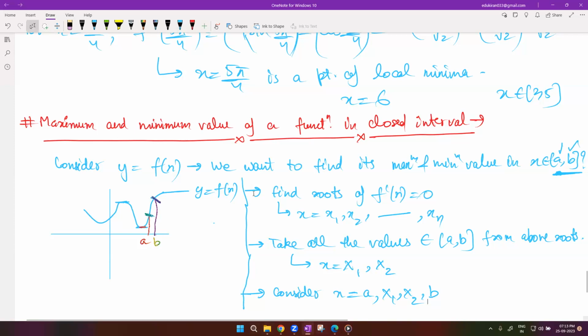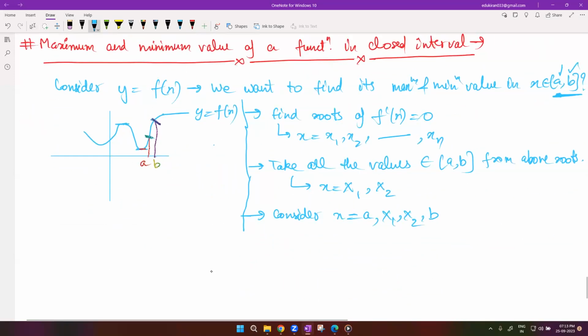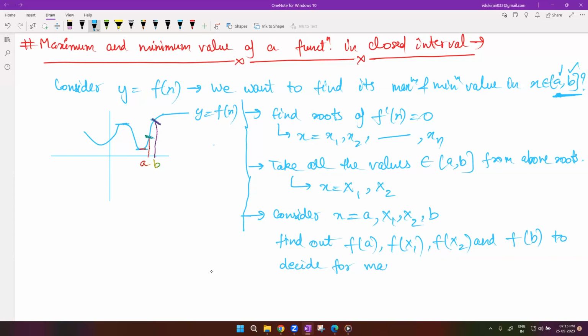Okay, so what is the different thing? We will always take the points of this closed interval along with the roots. Now we will also take these 2 points, small a and small b, and find out the values of f(x) at all of these points. Find out f(a), f(x1), f(x2) and f(b) to decide for maxima, which will be the global maxima in this interval.